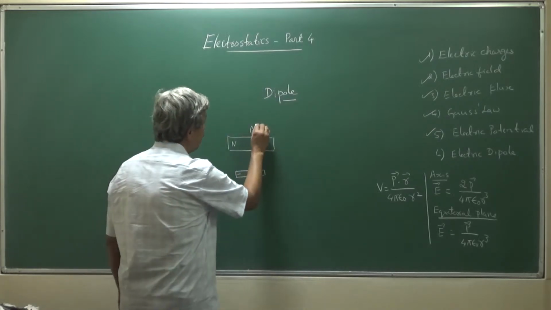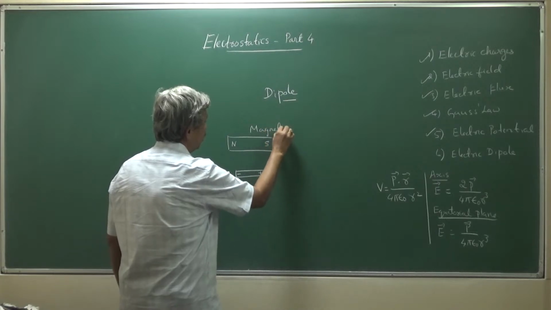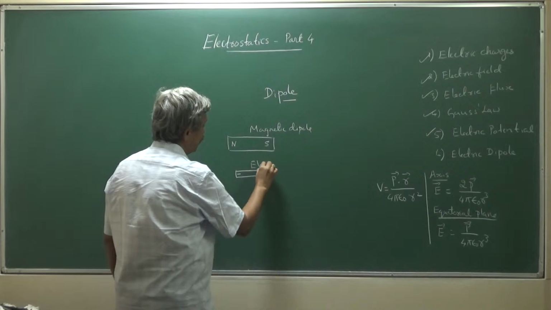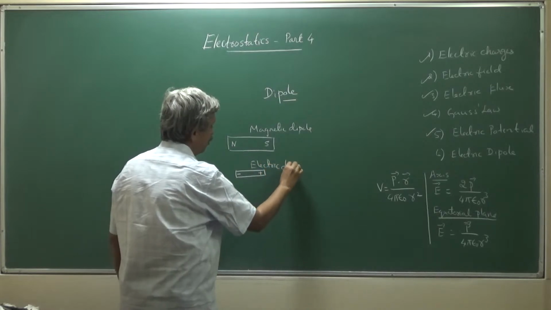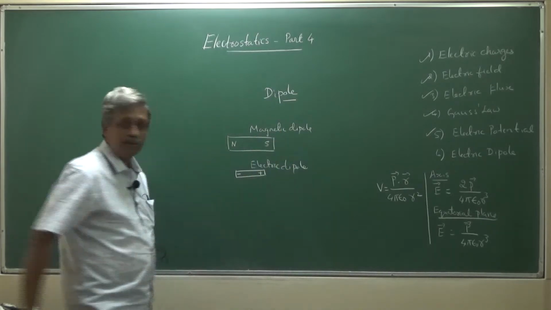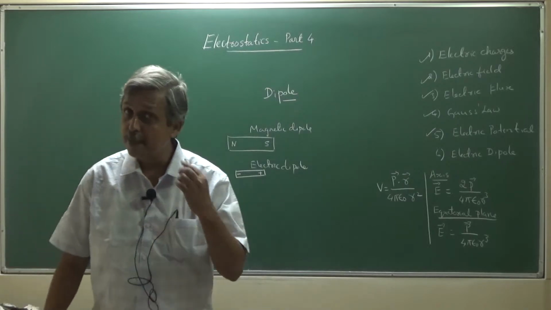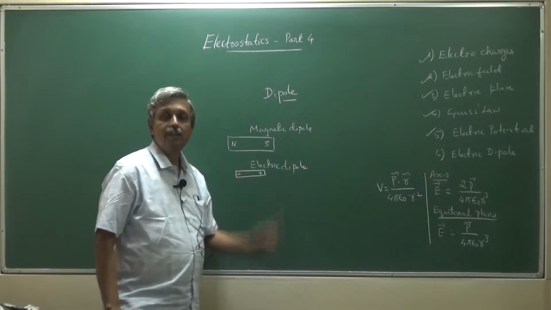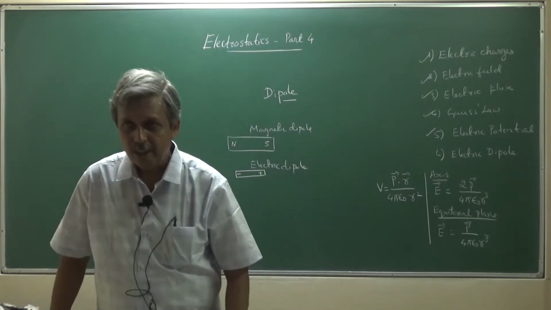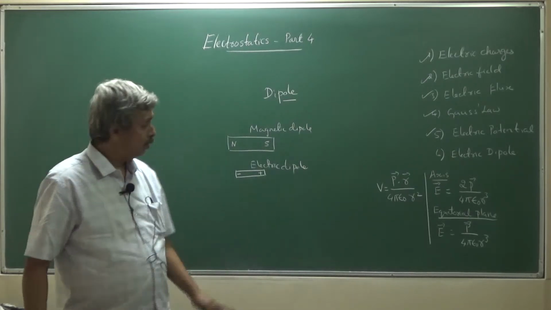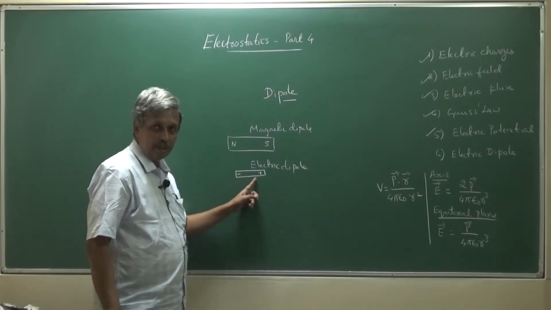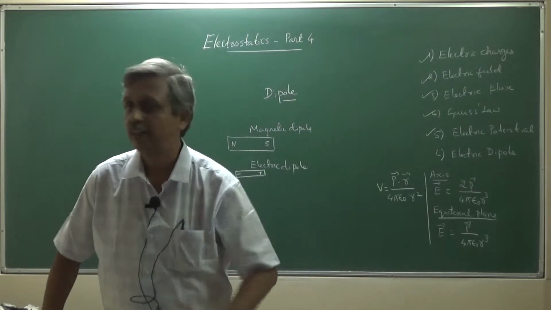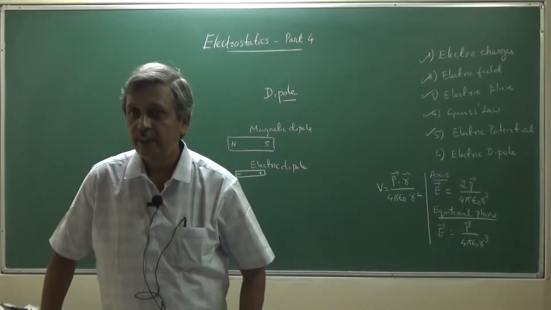So that is called an electric dipole. This is a magnetic dipole, and this is called an electric dipole. What is a magnetic dipole? Two magnetic poles separated by a distance, that is a magnetic dipole, correct? Similarly, an electric dipole is two charges, one positive and one negative, separated by a certain distance. That is called an electric dipole.